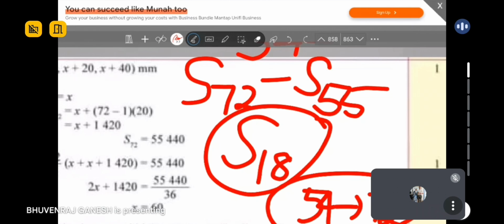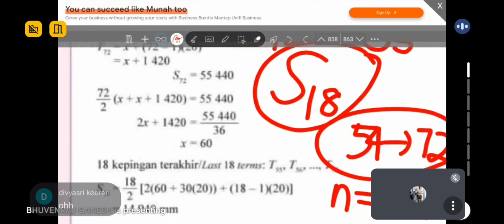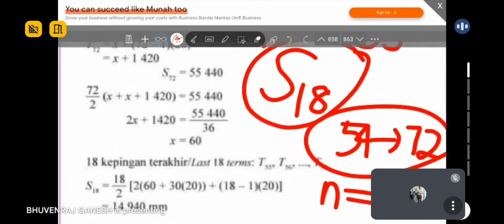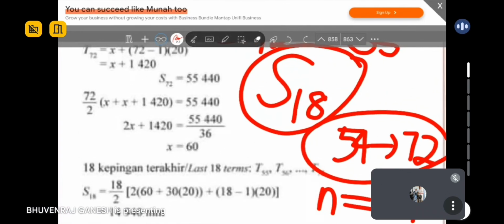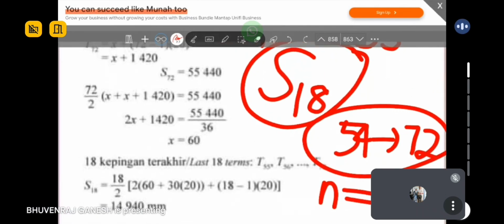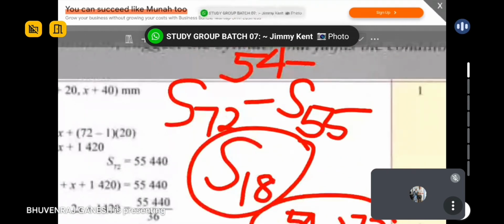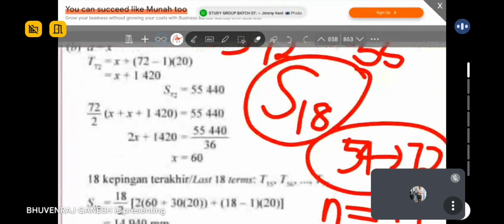Okay, because 55 until 72, you get 18 terms. So you take S72 minus the first 55 terms. So you get the last 18 terms. So this is the concept over here. Okay, are you clear, guys? Over here, they use a different method. Mereka guna kaedah berbeza. But you can use this method also. You will get the same answer.